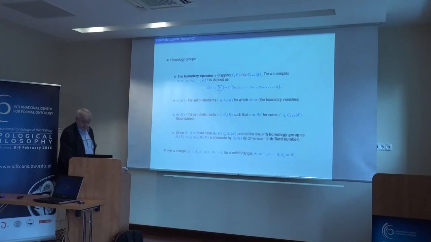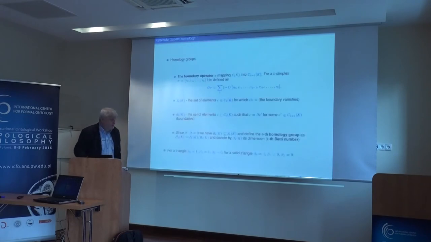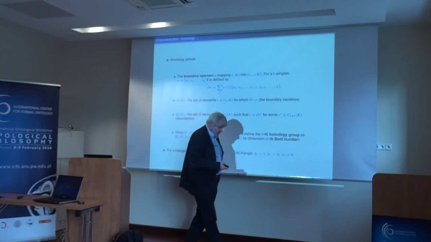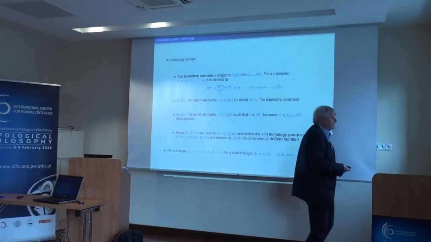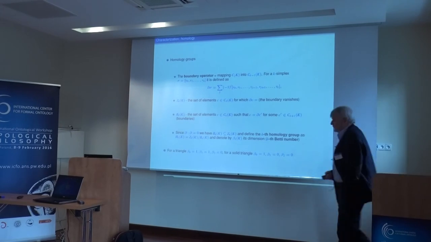And now, using this concept, you can distinguish these two figures. Okay, so sorry, back. For the empty triangle, these dimensions are 1, 1, and 0 for the first three homology groups, and for the solid triangle, these are 1, 0, 0.